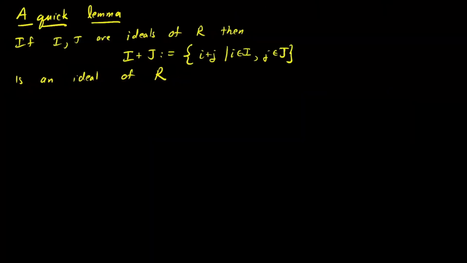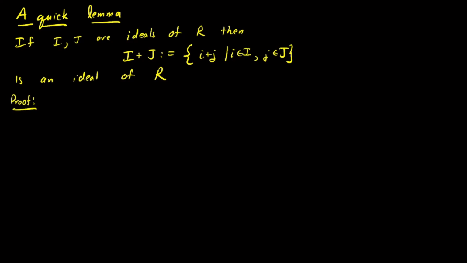Okay, and before we prove our next theorem, we actually need to prove a quick lemma. So lemma, think of it as like a stepping stone to a theorem. This is something we'll need to use in our next theorem. So the lemma says the following. The lemma says if I and J are ideals of a ring R, then I plus J, which is defined to be little i plus little j, where little i is in I and little j is in J, is also an ideal of R. Okay, so let's prove this fact.